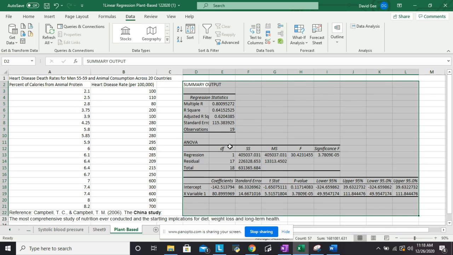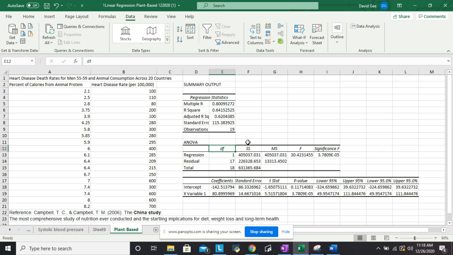Okay. If you don't have it in this output range, then it will just automatically create a new sheet, which is fine too. So, here is multiple R. This is the sample correlation coefficient, which in the instruction refers to a lowercase r. That is what we're referring to because we just did a sample. We didn't do the population, so this isn't for everybody in the world.